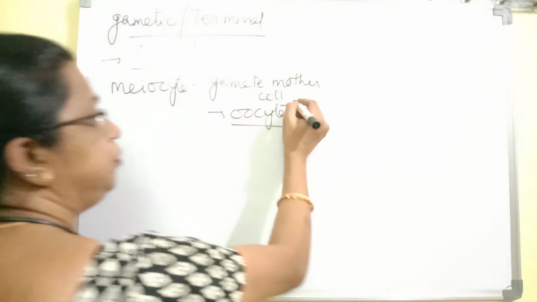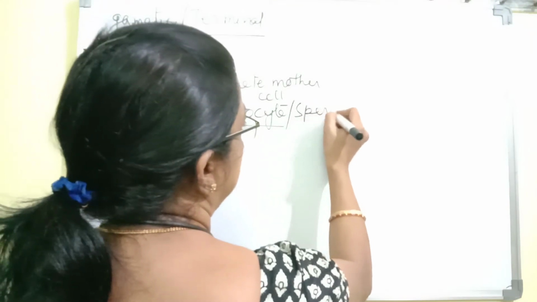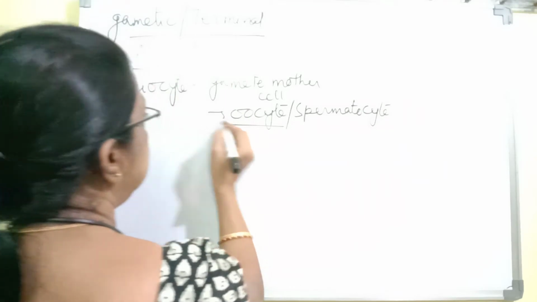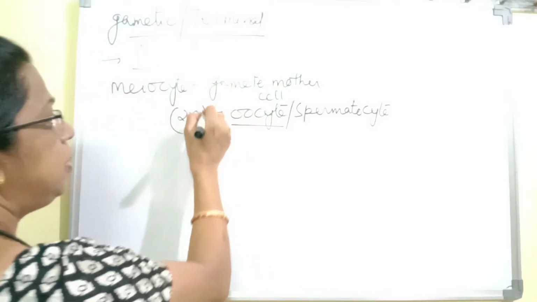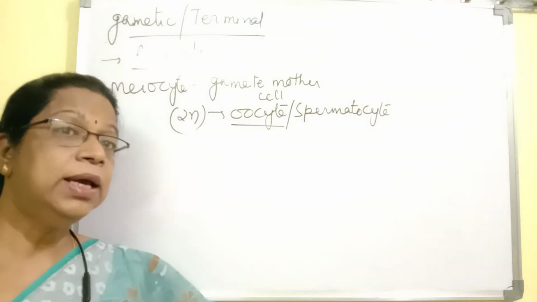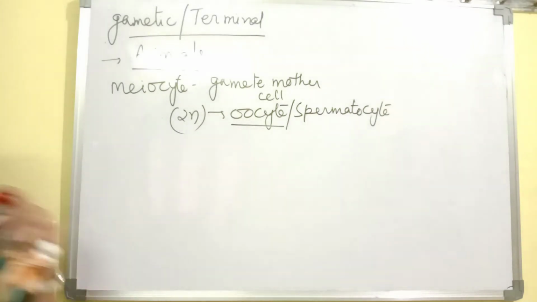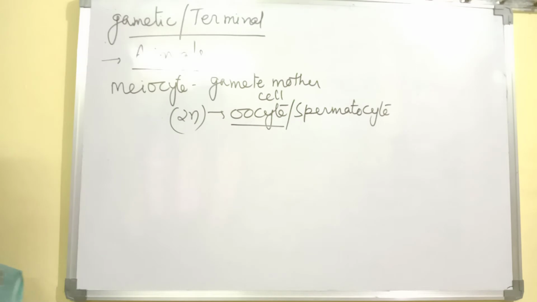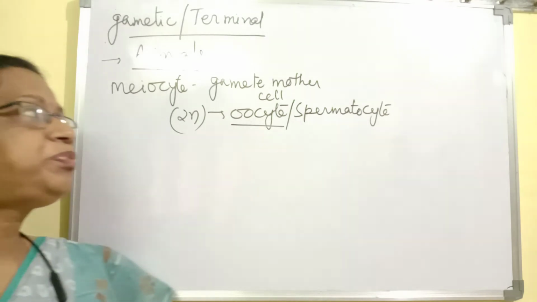Oocyte or spermatocyte. These are the reproductive cells, diploid reproductive cells. And these diploid reproductive cells, when they undergo meiosis, give rise to the haploid gametes. This is called gametic or terminal meiosis. So these are the different types of meiosis.